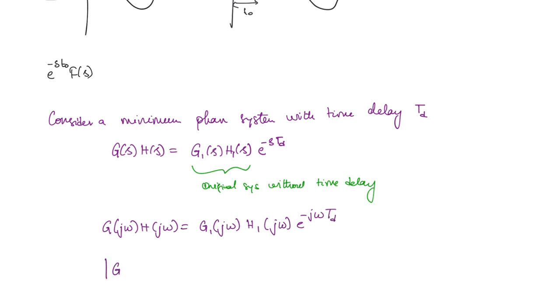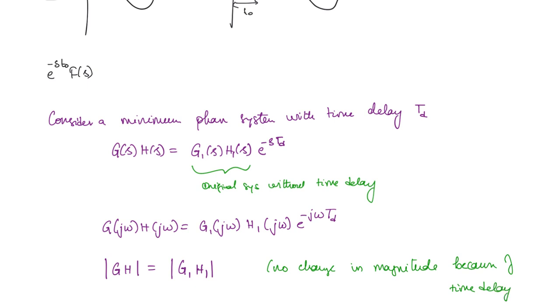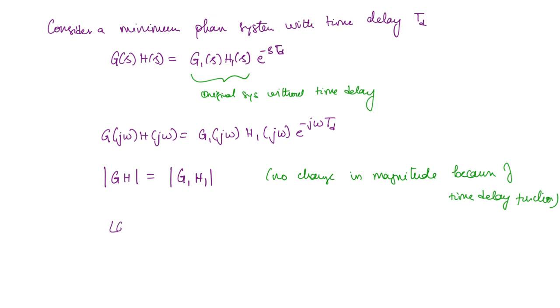Now what will be the magnitude of GH? This will be the same as the magnitude of G1H1. So there is no change in the magnitude because of the time delay, because the magnitude of a phasor function will be unity. Okay, but what about the phase? You can see that the phase of GH will be the initial phase minus omega t d. So all of the points now will be rotated by an amount omega t d.